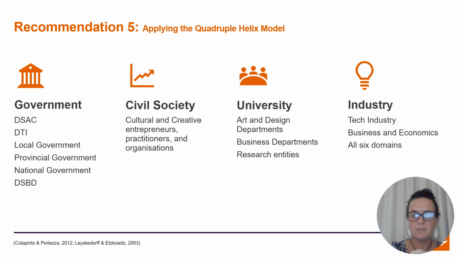They need to start speaking to the business departments because they have tools that could really benefit the growth. But the art and design department should have the understanding of how the industry works. And then, of course, research entities within the universities. And the industry is also broader than just the 6 domains. It also includes business and economics and tech industries. Tech is very important because that's a key component of development that is needed within the CCIs.